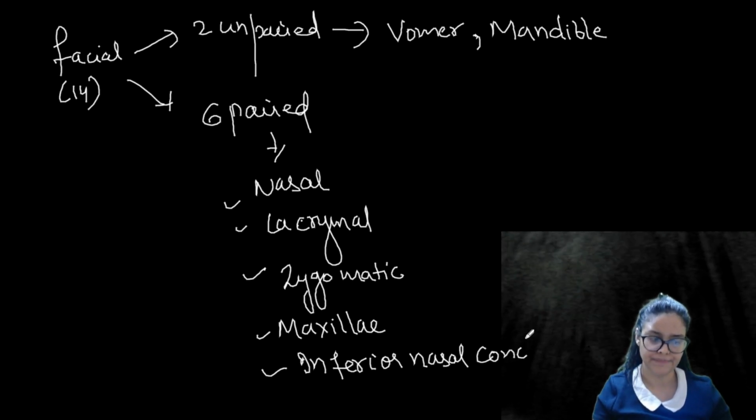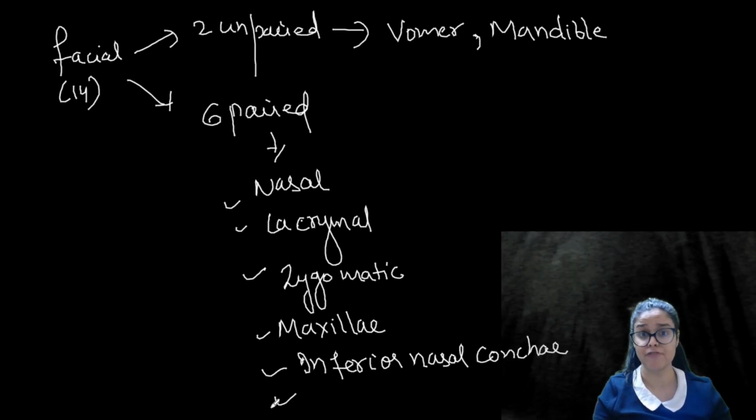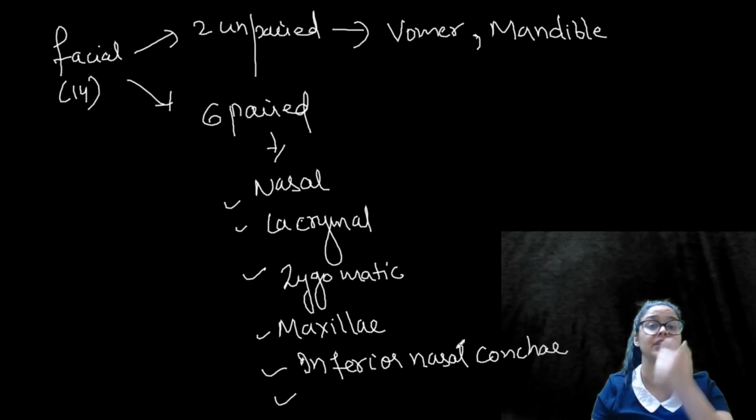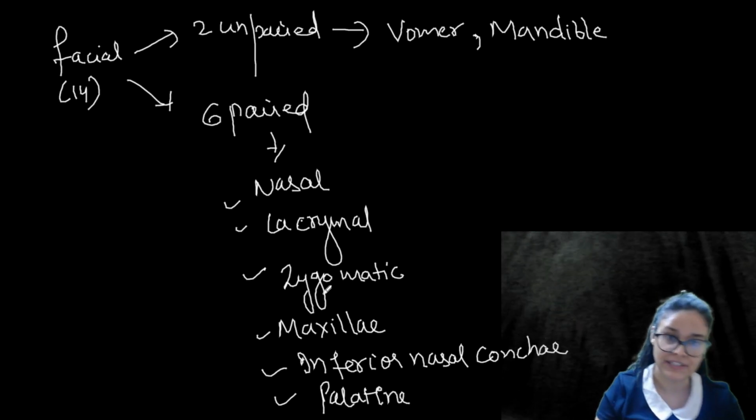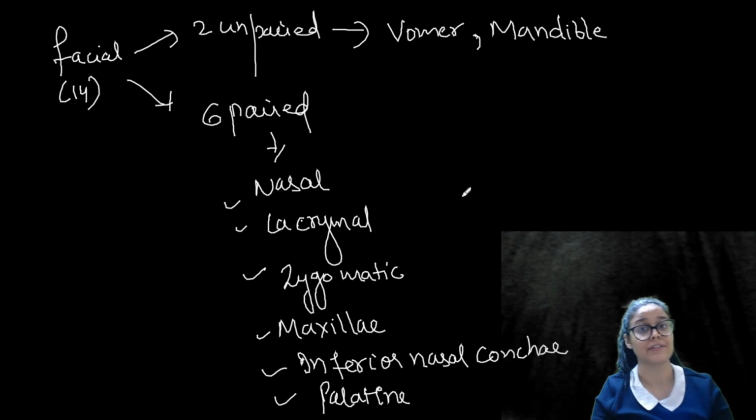Nasal conchae and palate. The palate forms the floor of the mouth and base of the nose, separating the nasal cavity from the buccal cavity. All of these are paired, and these two are unpaired, which you have to remember. This is the facial bone, right?